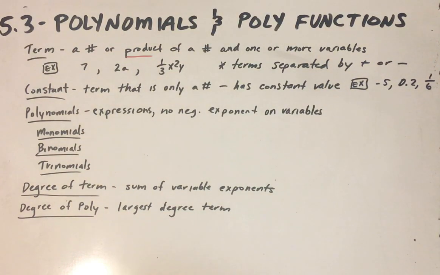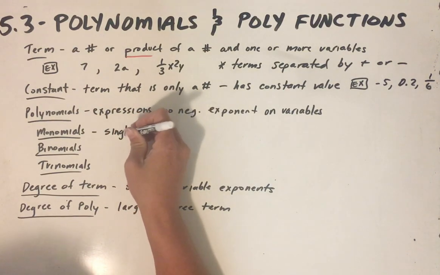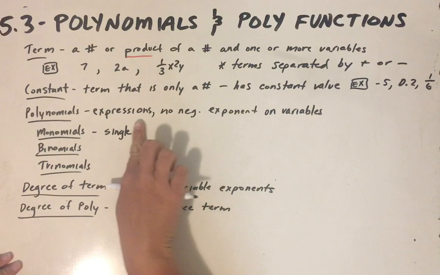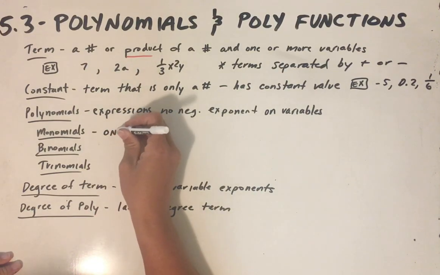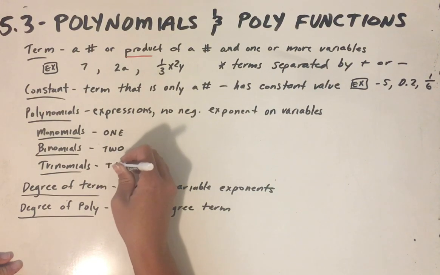All right, so like I said, it's like saying a vehicle. There are lots of different vehicles, so expressions could be equivalent to vehicles. But then if you say, well, what's a polynomial? You could say, oh, it's a Toyota. But then if you ask what kind of Toyota, you could be talking about an SUV or a truck or a car, right? So that's what monomial, binomial, and trinomial are. Monomials are a single expression, so there's only one term, a single term. Mono means 1, bi means 2, and tri means 3.